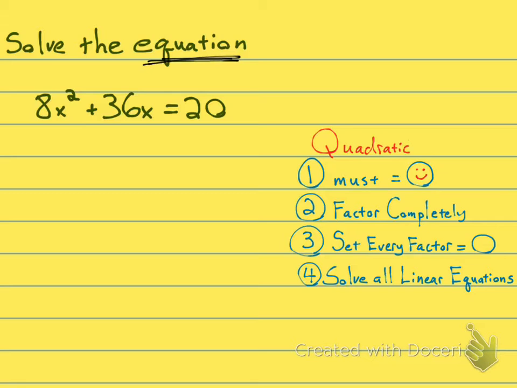Step 1, it must equal 0. Does this one equal 0? No, it does not. It equals 20. So I don't want a 20. I want this to be a 0. How do I turn a 20 into a 0? Well, I'm going to have to subtract 20 on both sides of the equal sign.